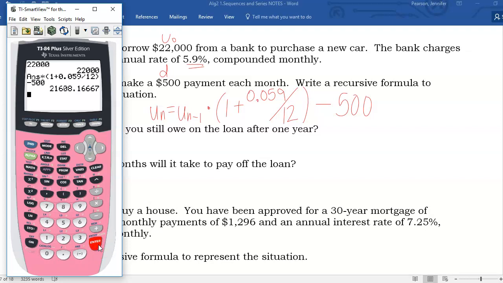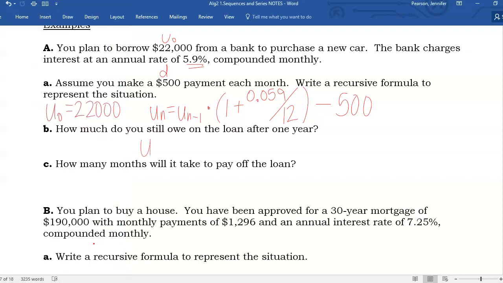Now be mindful, the question didn't say what's the balance after 1 month. It said what's the balance after 1 year. So I don't want to hit enter one time. I actually want to hit enter 12 times because there are 12 months in 1 year. So U1, U2, 3, 4, 5, 6, 7, 8, 9, 10, 11, and 12. U12 is $17,168.74. After 1 year, my balance went from $22,000 to $17,000.